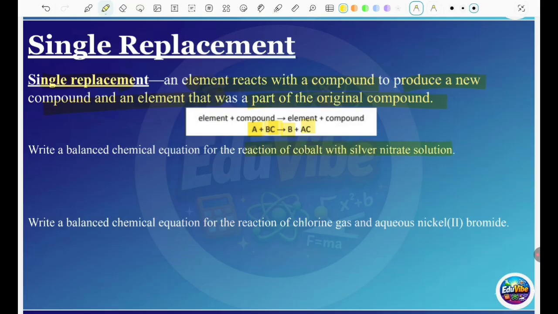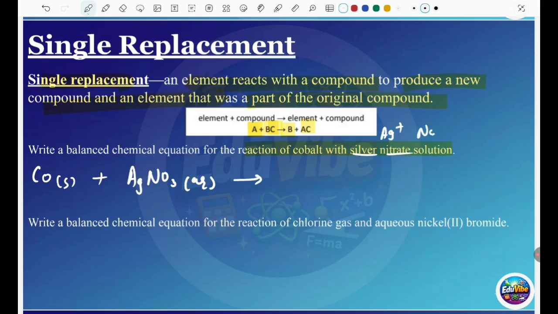We have the reaction of cobalt with a silver nitrate solution. Silver nitrate is a compound and cobalt is your element. So Co, which is solid, reacts with AgNO3. You have to know that this should be aqueous because this is a solution. This is Ag plus, and nitrate is your polyatomic ion, which is NO3. So Co goes with NO3, and Co has 2 positive. You have to know this. So this goes like this, Co(NO3)2, which is again aqueous. You can check from your solubility table. And silver goes out as the element, which is solid.